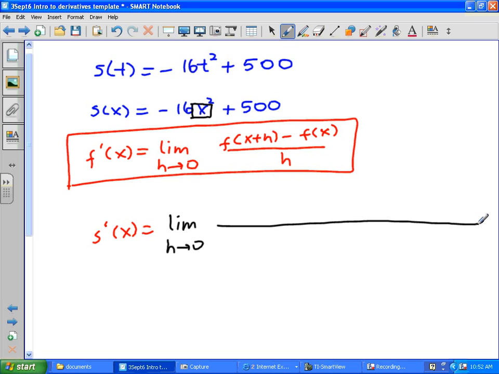Okay. First thing I'm going to need to know is what is f of x plus h for this particular function s of x? Basically in this case we're looking for s of x plus h, but that's just notation. So what will you get when you substitute x plus h into your function? You don't have to simplify it right away. Negative 16 times quantity x plus h squared, and then what? Plus 500.